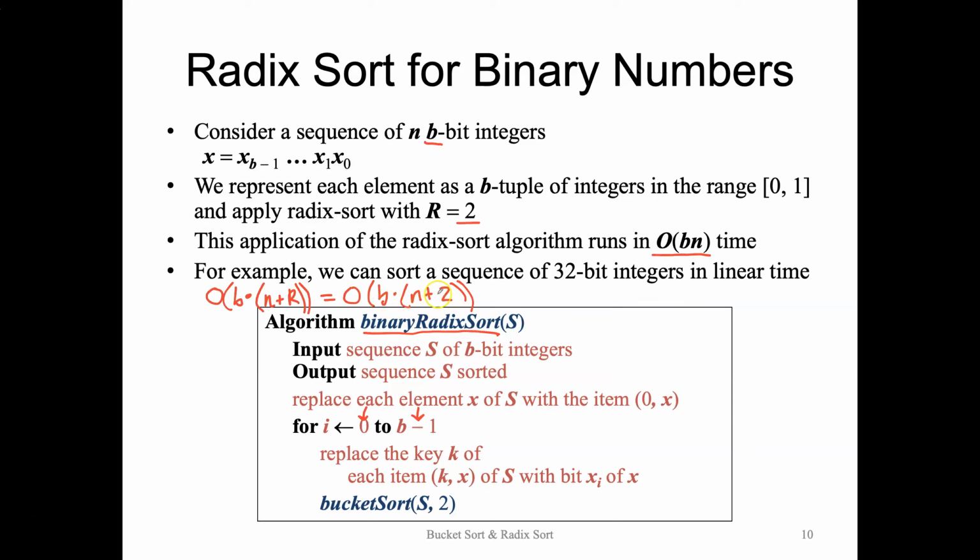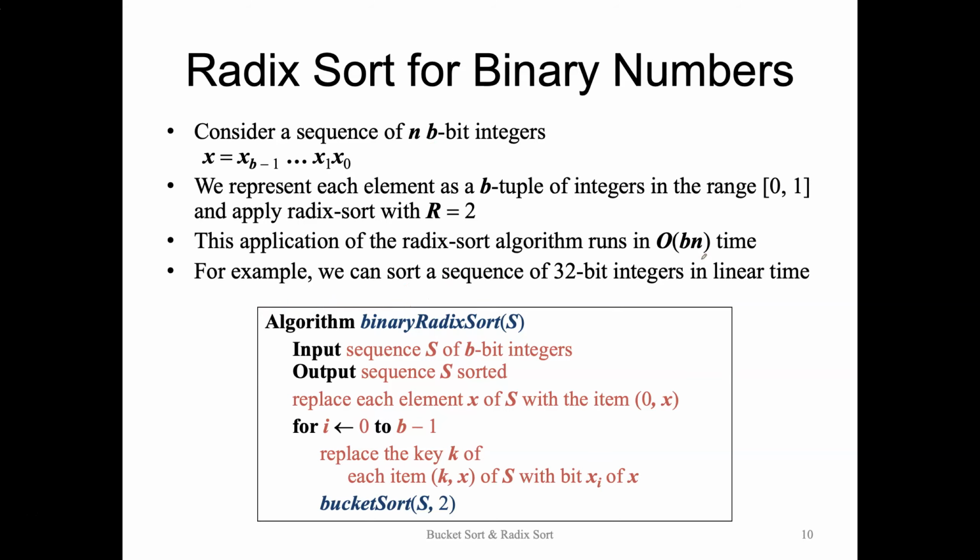When we put this properly in big O notation, we get rid of the constant coefficients and lower order terms, and this is big O of b times n, where b is the number of bits that we have, and n is just the number of elements we have. So if we know we have 32-bit integers, 32 is a constant number, we can sort those in linear time. So if b is a constant number, then we have a linear time sorting algorithm.